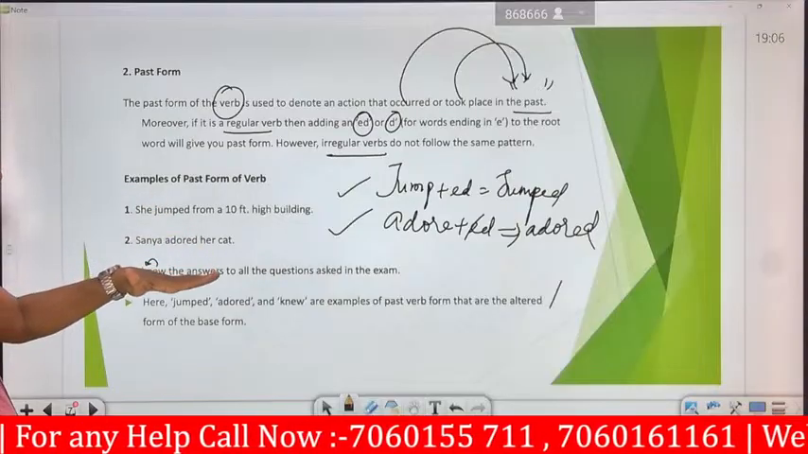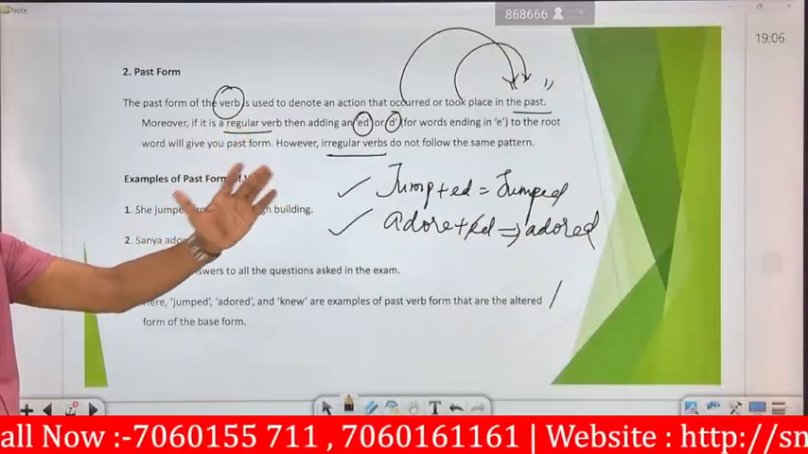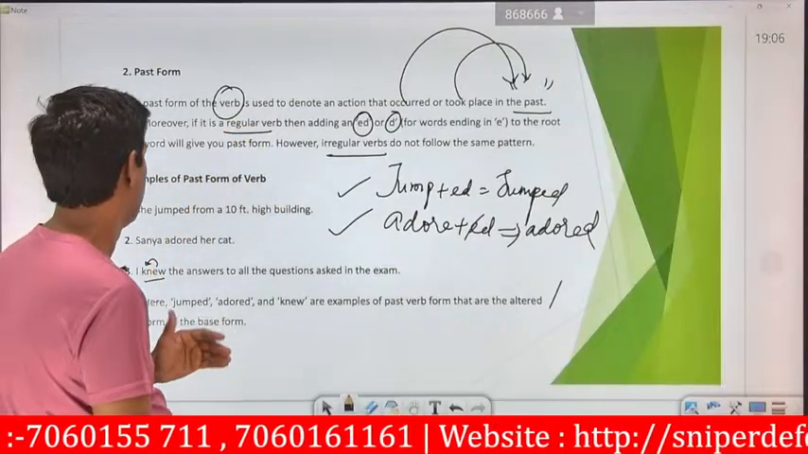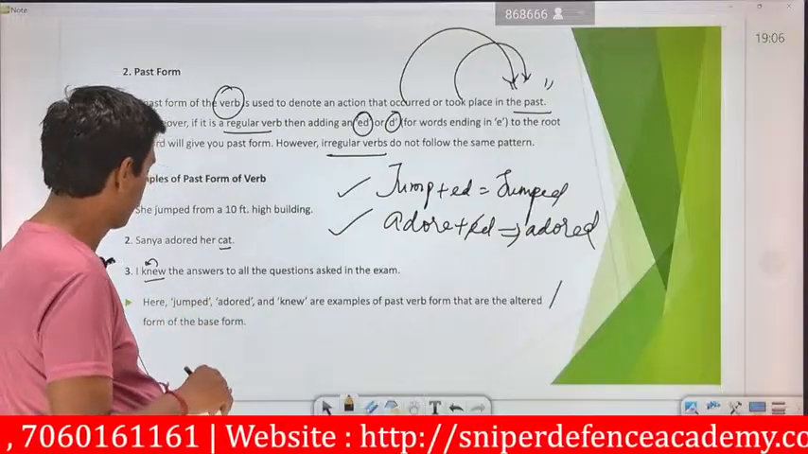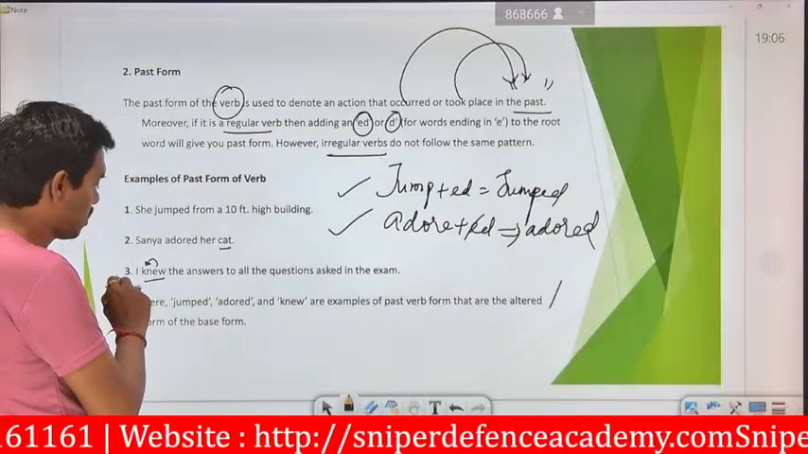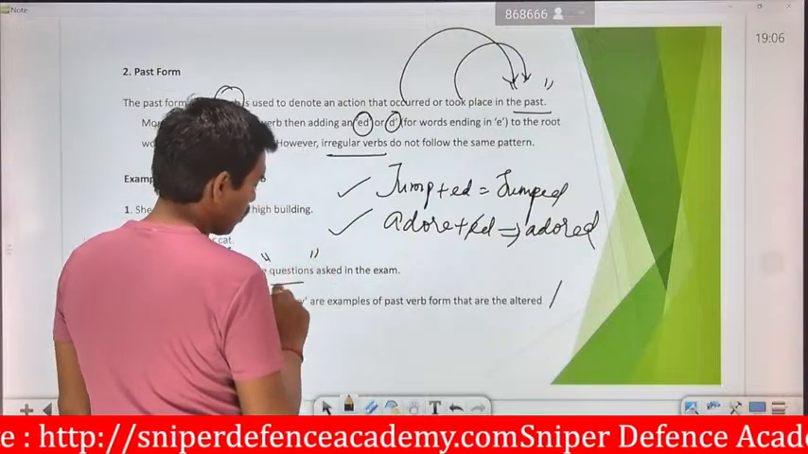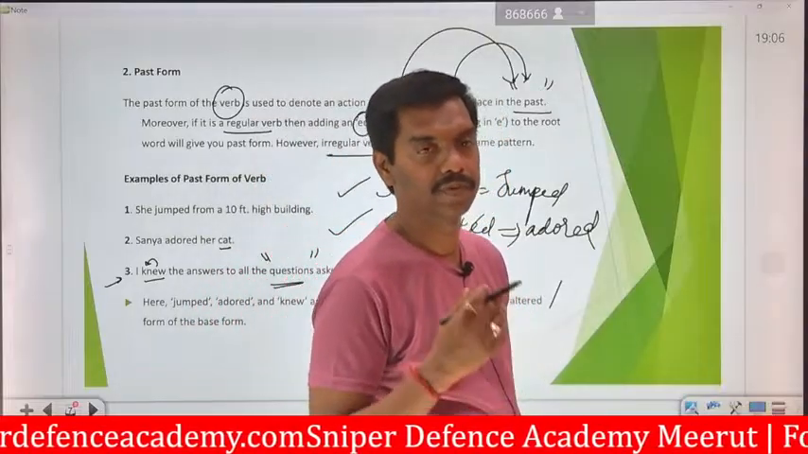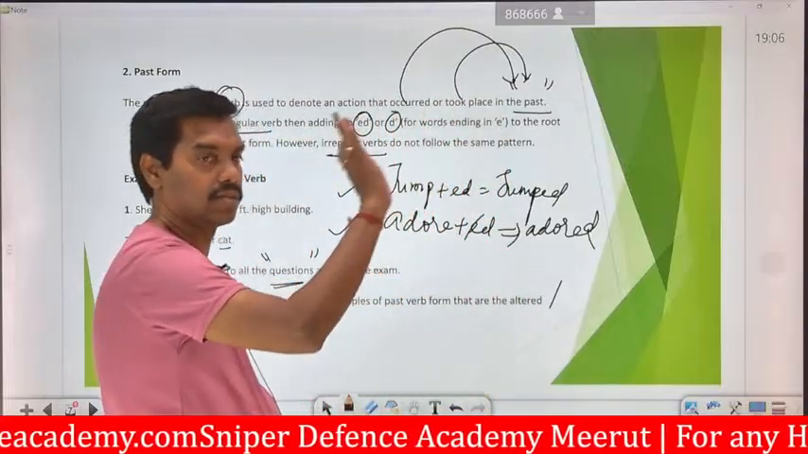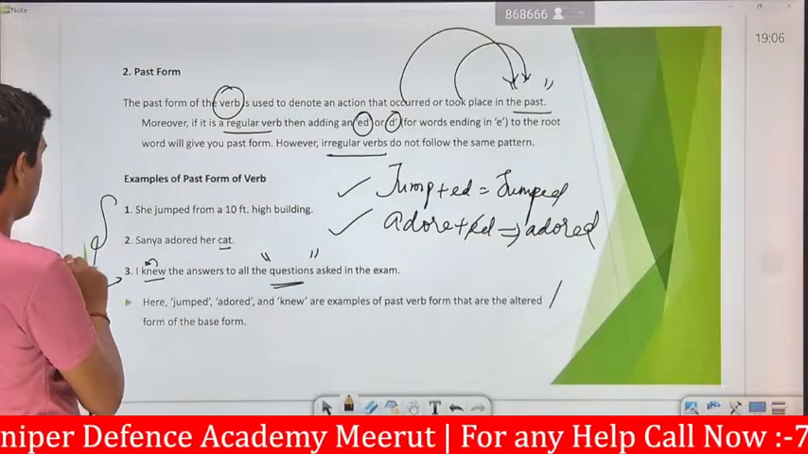She jumped. Already she jumped from the building. That is number one. Already it has been completed. And next, Sanya adored her cat. She has a cat and she always praises her cat. And third, what were the questions asked in the exam? You knew all the answers for the given questions. So these will be represented in terms of the past form. All these three become past.